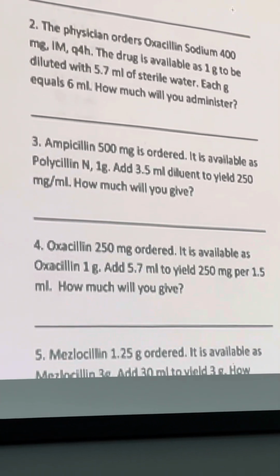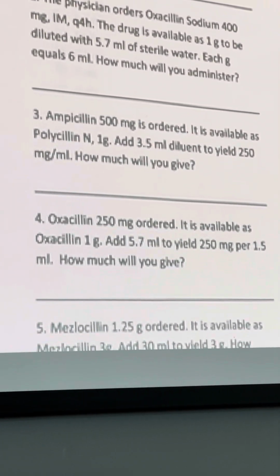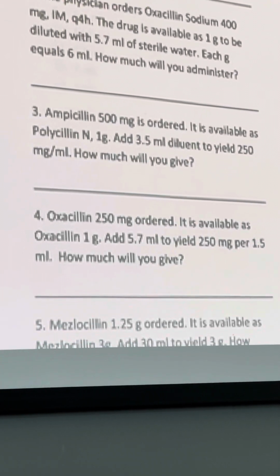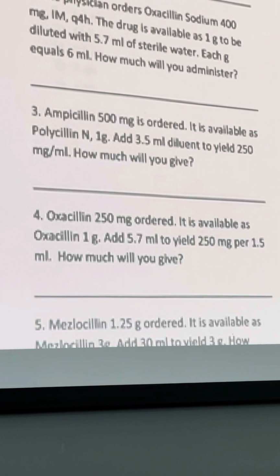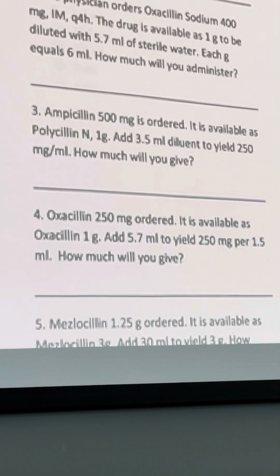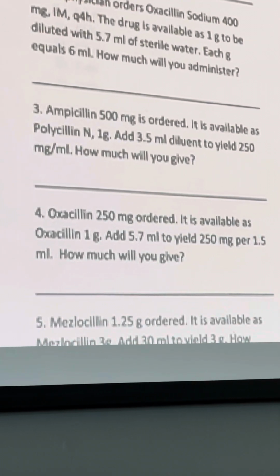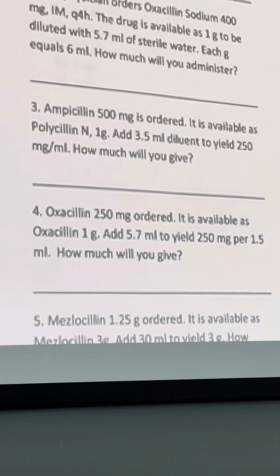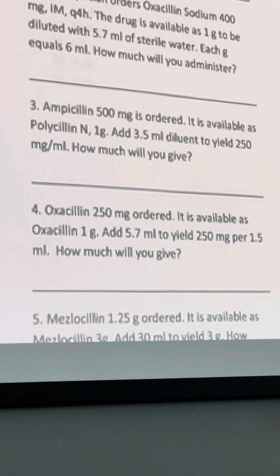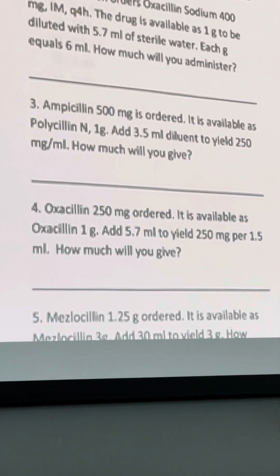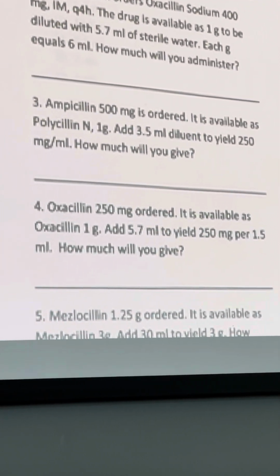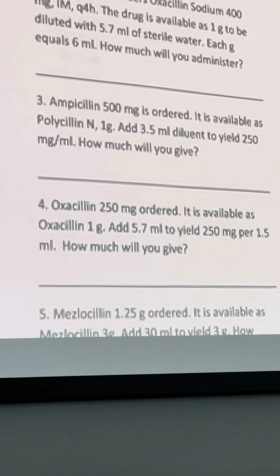Okay? What about number 4? We have the order, it is available as oxycillin 1 gram, add 5.7 ml to yield 250 milligrams per 1.5 ml. What will you use? 1.5 ml and 250 milligrams. And then you work the question the regular way. The key is knowing what to ignore. Okay? All right. Thank you.